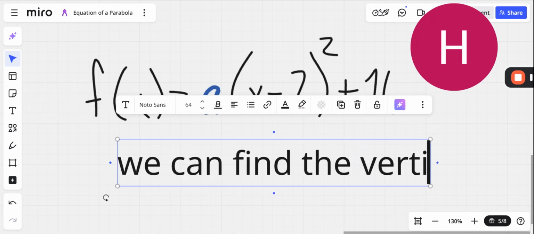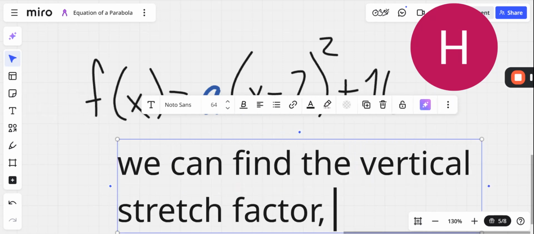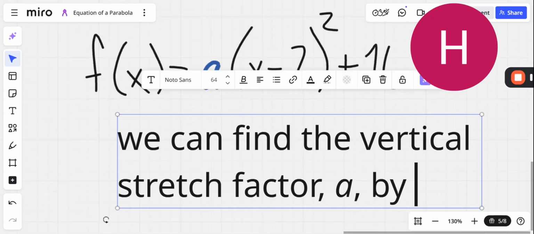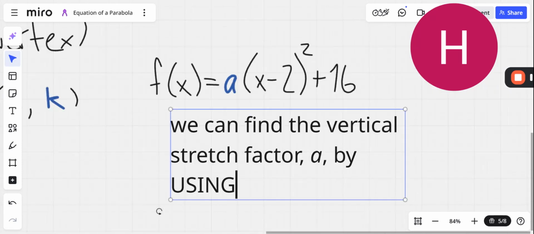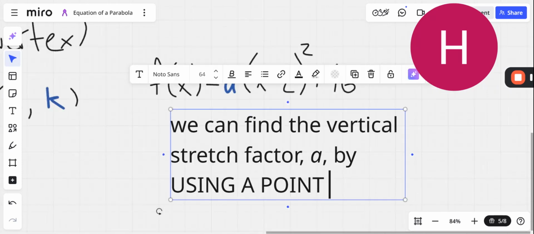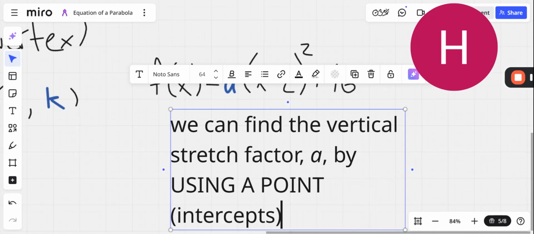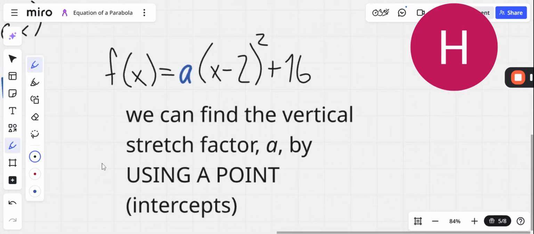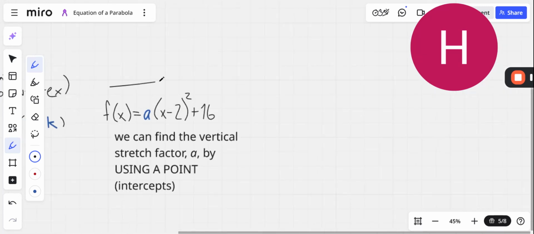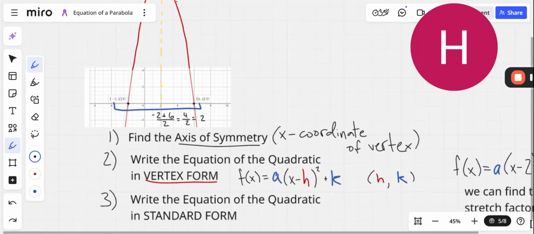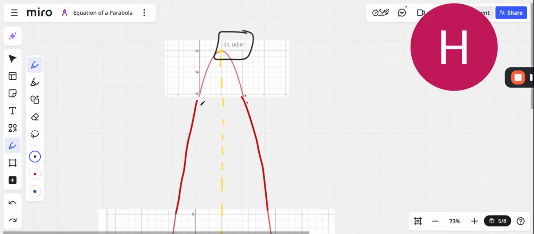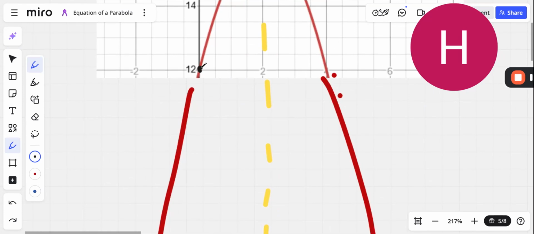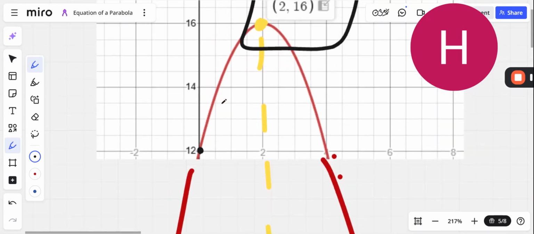We can find the vertical stretch factor by using a point. In this case, we're going to use the intercepts. Those are the only points that we have. So any point on the parabola should agree with this equation if we plug in the x and y coordinate. We don't have any other specific values that we would want to use, although it does look like we have a nice little y-intercept of 0, 12. Let's pretend we didn't see that. Or you can use that if you'd like.